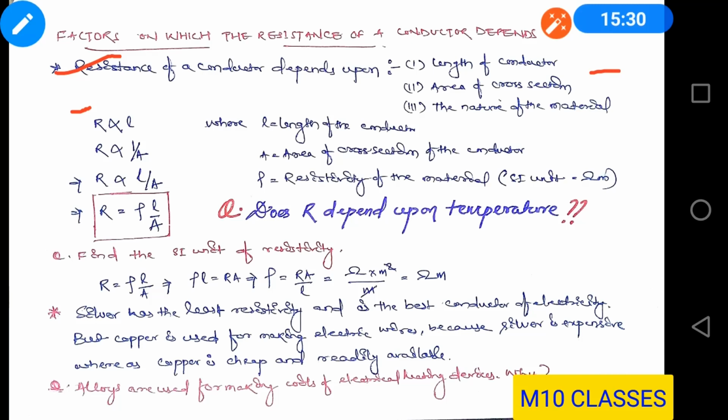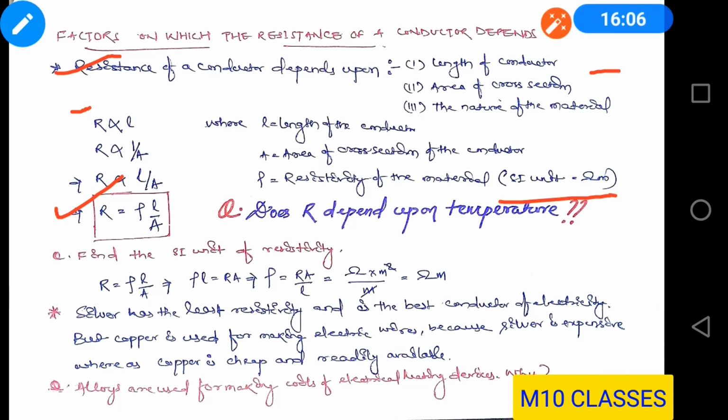Similarly, if you take a thicker pipe, the amount of water flowing through will be more because the area of cross section is more. Similarly, in case of the conductor, if the area of cross section increases, the amount of current flowing through it will also increase. That means the resistance will decrease. Now this will give the formula R equals rho L by A. What is rho? Rho stands for resistivity, and its SI unit is ohm meter.